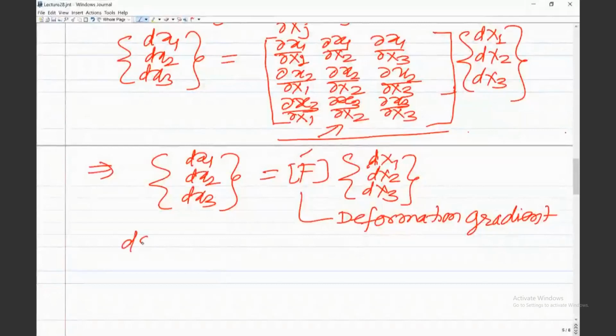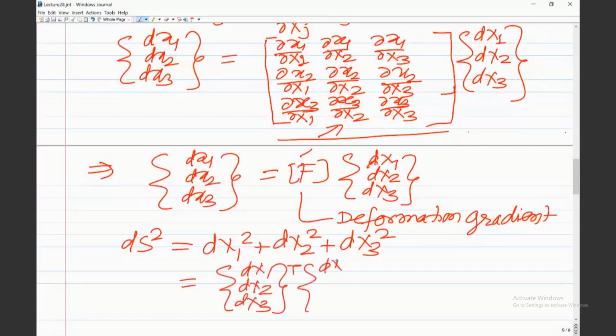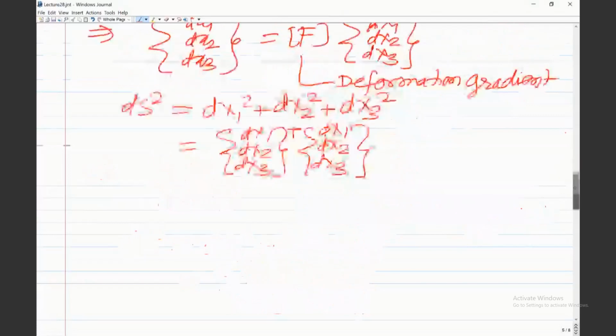If we look at the square of the distance in the reference configuration, that is the distance between points P and Q, it will be dX1 square plus dX2 square plus dX3 square. This is the distance between the points P and Q in the reference configuration. This can be written as [dX1, dX2, dX3] transpose into [dX1, dX2, dX3]. So it's straightforward.